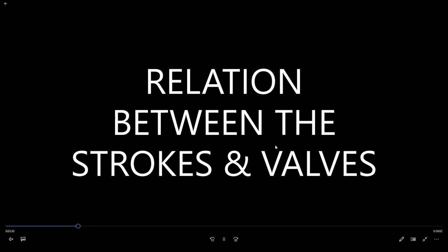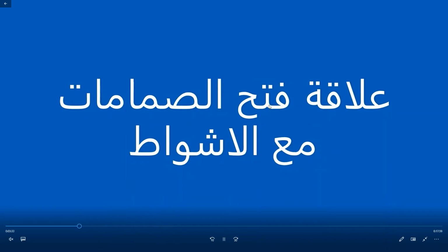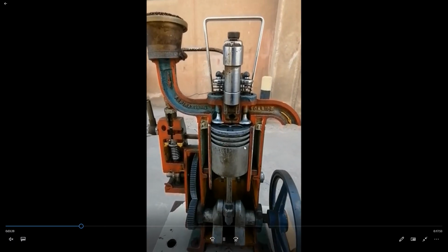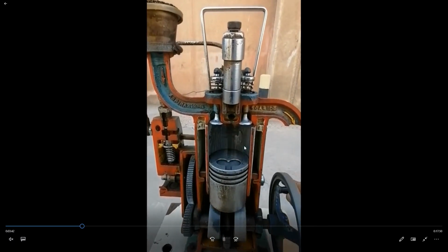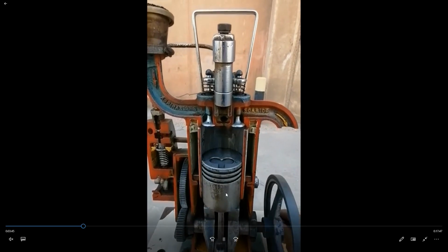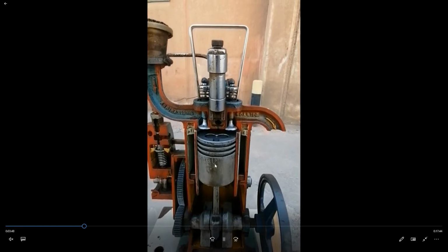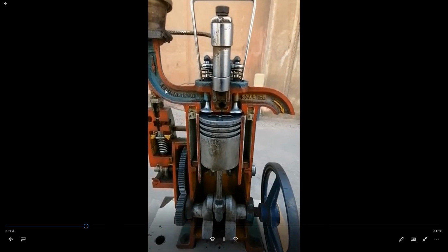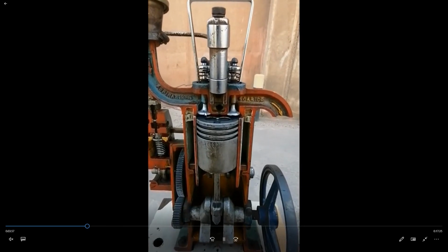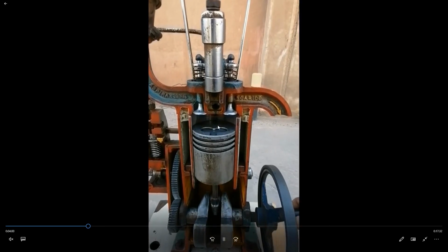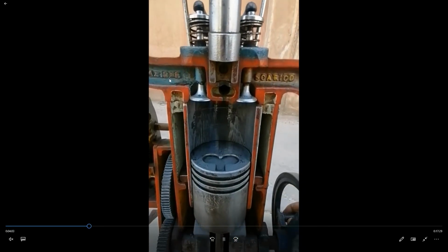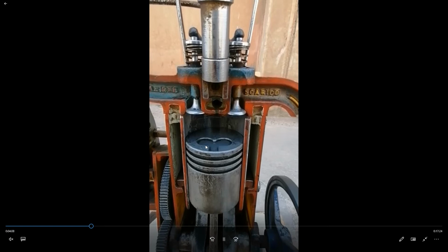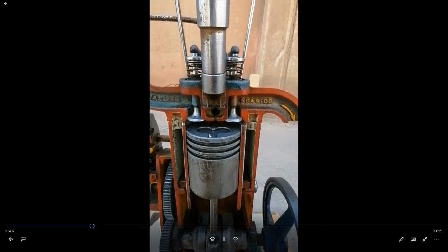Here we talk about the relation between the strokes and the valves. Here you can see the valve again, the relation between the valve opening and closing. Here you can see the suction. This is the movement of the engine. This is one piston as a symbol for all the other pistons. Here this is the intake. The air comes here and goes here when the valve is open. This is suction, the valve is open. The pressure here is above the inside pressure, so the air comes down, and the valve is open.